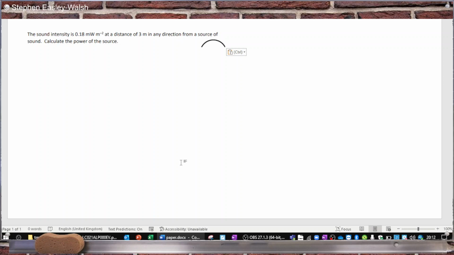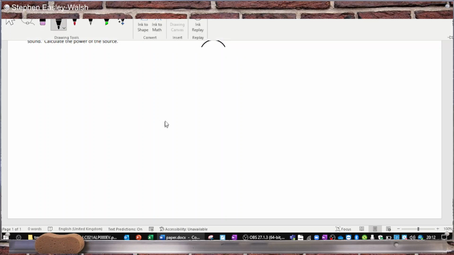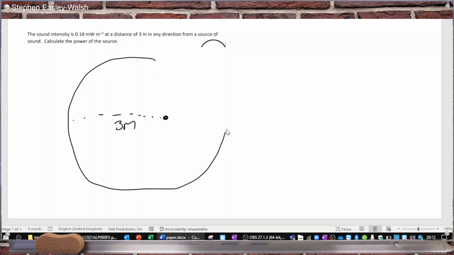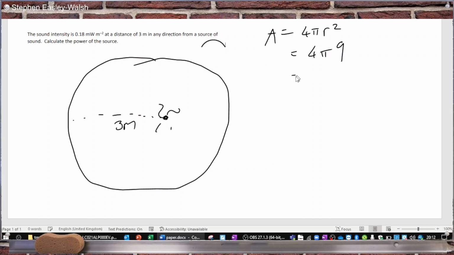Actually, I don't remember the formula off the top of my head for this, but I do remember how I could work it out. So the idea is you have a sound source, and then 3 meters away from the sound source, you can imagine a giant sort of sphere around the sound source, and the sound energy is spread across this sphere. The area of the sphere is 4 pi r squared. So that would be 4 pi times 9. So that'd be 36 pi.